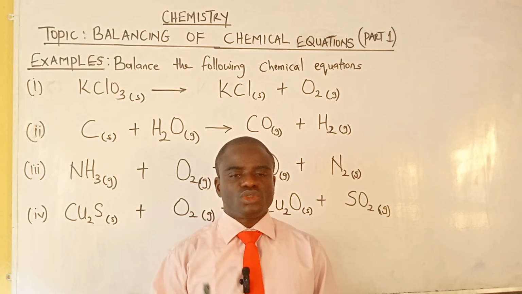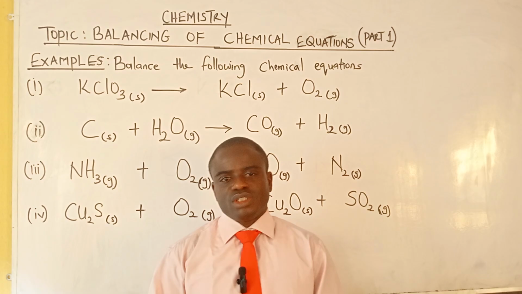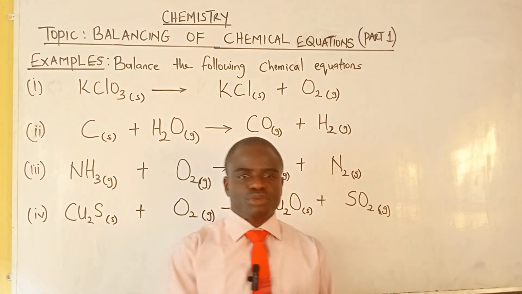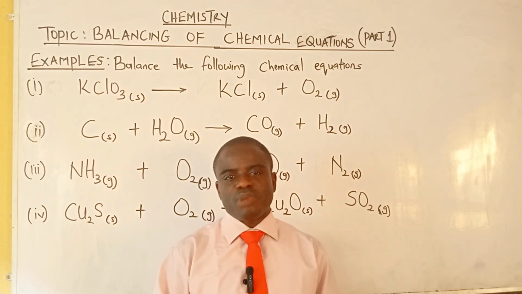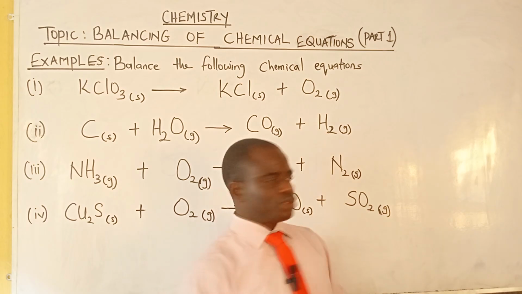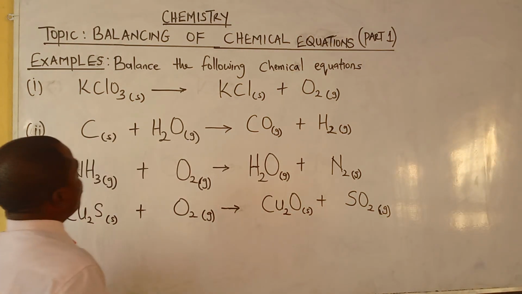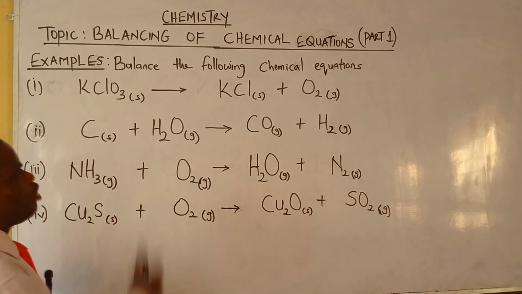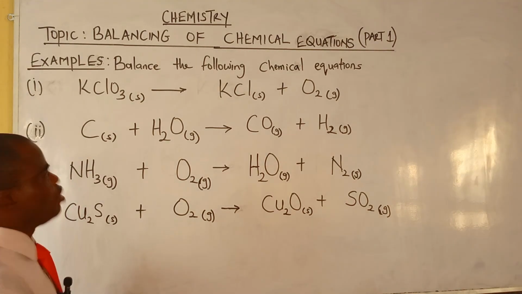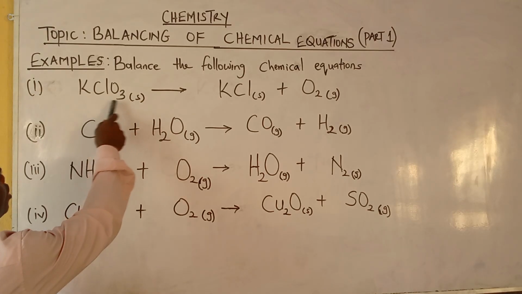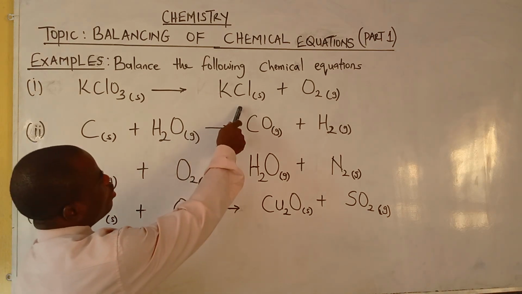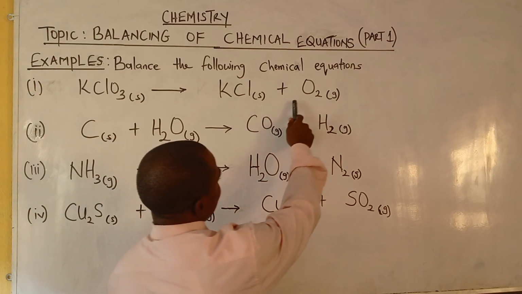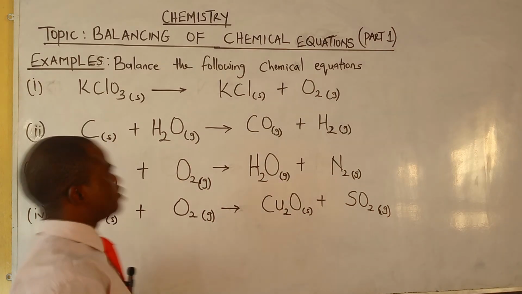What you need to do is to look at the number of moles in both the reactants and the product sides and see how the two are being balanced. Let's see what's on the board. Balance the following chemical equations. We are given potassium trioxochlorate(V), heated to give us potassium chloride, that is solid, plus oxygen, that is gas.